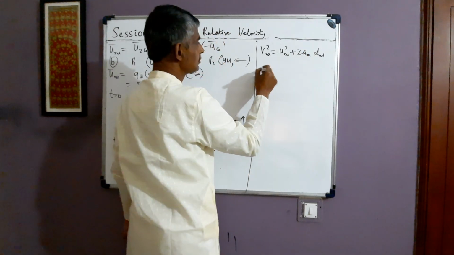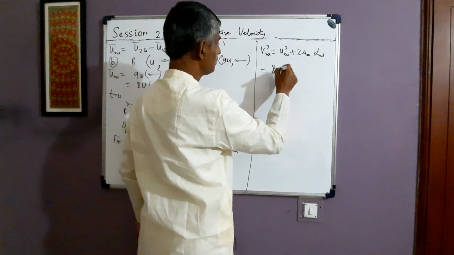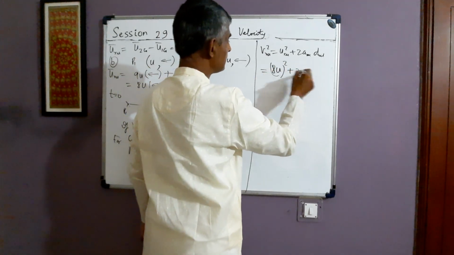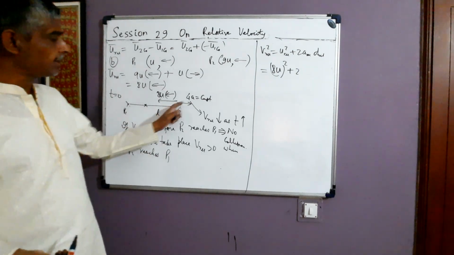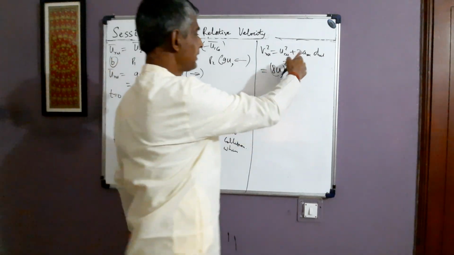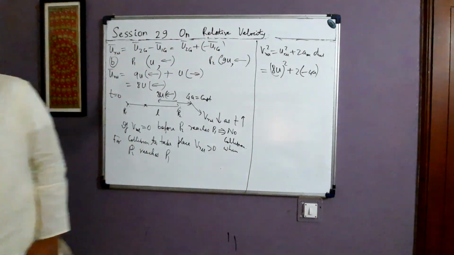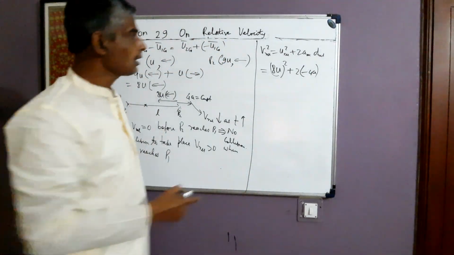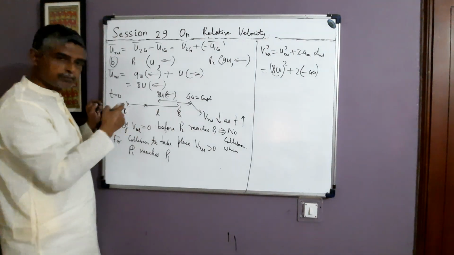So U relative is just how much? 8u left. It is just equal to 8u whole square, again with sign: left of P2 positive, right of P2 negative. A relative will again be minus 4a, as has been discussed. Okay, minus 4a. And D relative is the relative displacement of P2 with respect to P1 when P2 reaches P1.